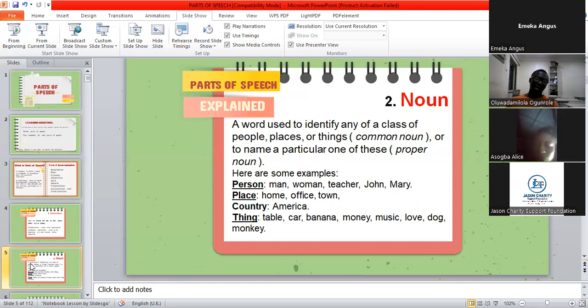And why we can say that is because from its definition, a noun is a word used to identify any class of people, places, or things, either common or to name a particular one of these, as we have said. So a proper noun. Now, what I mean is this. Basically, simply put, when I'm talking to my class, I say anything that has a name is a noun. I remember when I was in primary school, my teacher helped me.